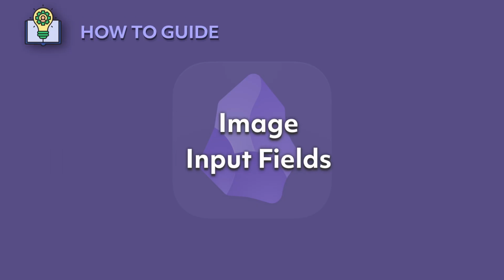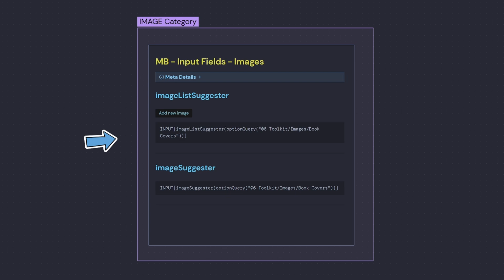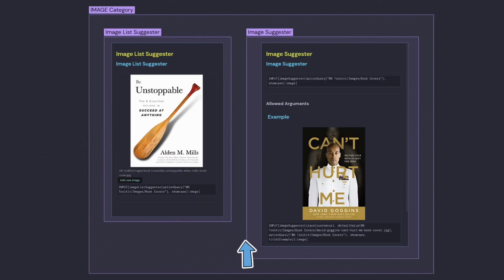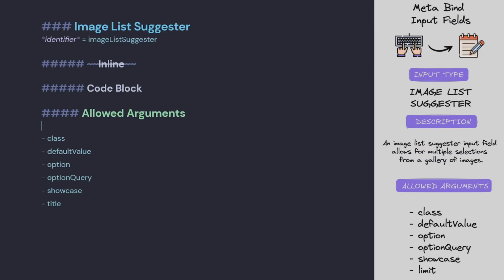Image input fields. We'll now look at the image category. In this category, we'll be looking at image list suggester and image suggester. So we'll have a look at the image list suggester.